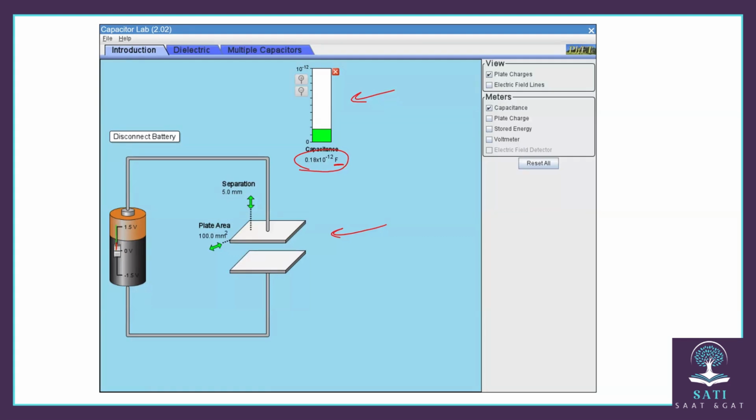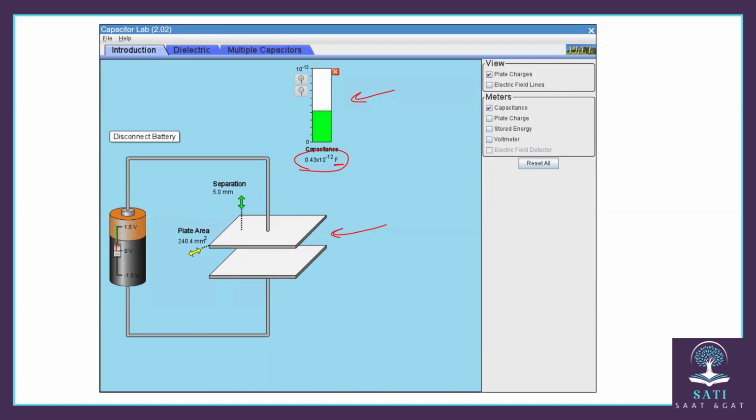What will happen now if I increase the area of the two plates? Look at the capacitance. As we increase the area of the two plates, the capacitance increases. So as the area of the two plates of the capacitor increases, the capacitance increases. Okay, what about the distance between the two plates? If we increase or decrease the distance between these two plates, will the capacitance be affected? We are going to see here now.